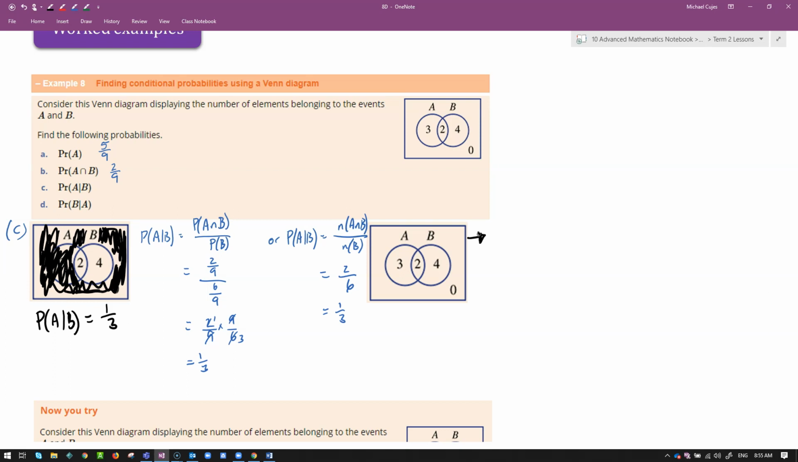There you go. I hope that was saying work, work, work, because we need to do our work. We need to do our maths. So let's finish off this one here.